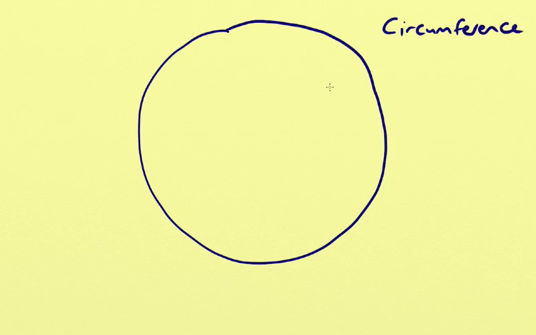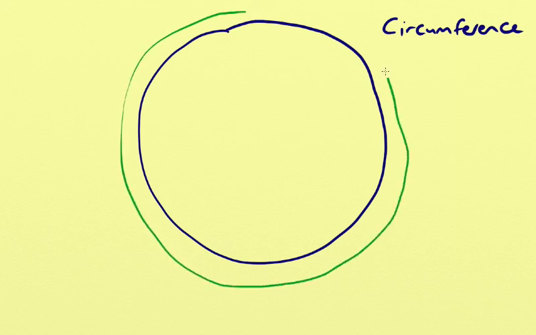Now the circumference is just a fancy word for the perimeter around the outside edge of the circle. So if I draw on the line that notes the circumference, it is just the length of that line that goes all the way around the outside edge of a circle, just there. And you may see the circumference shortened down to the letter C.